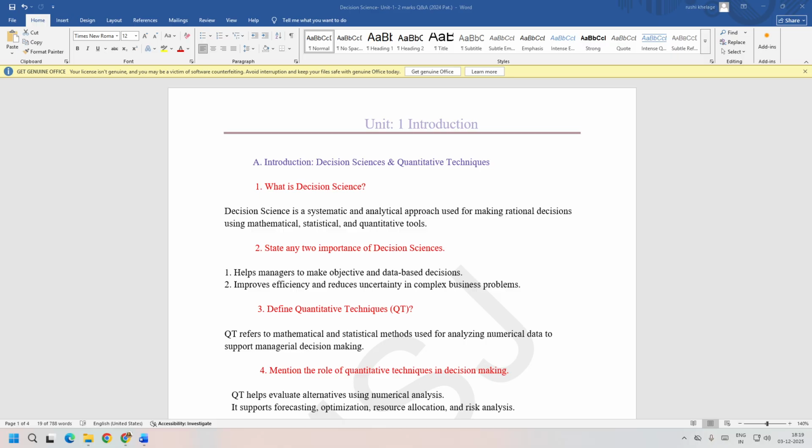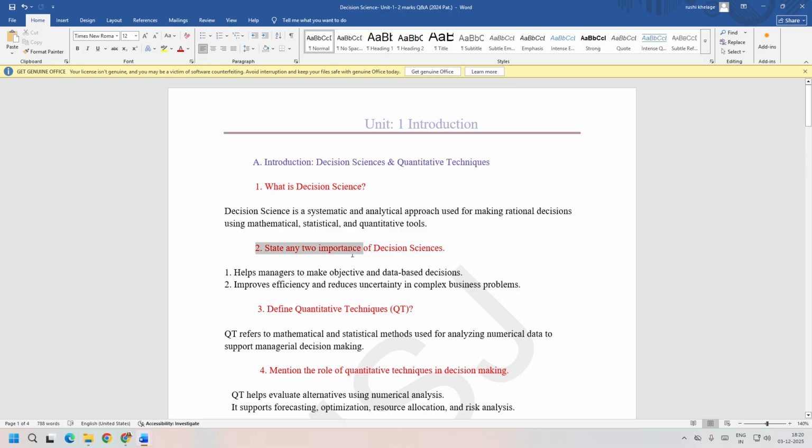Now question number 1 is, what is decision science? See, decision science, the name itself suggests that the organization wants to make decisions, and those decisions should be perfect. And how can these decisions be made? These decisions are based on mathematical, statistical, and quantitative tools. It means decision science is a systematic and analytical approach used for making rational decisions using mathematical, statistical, and quantitative tools.